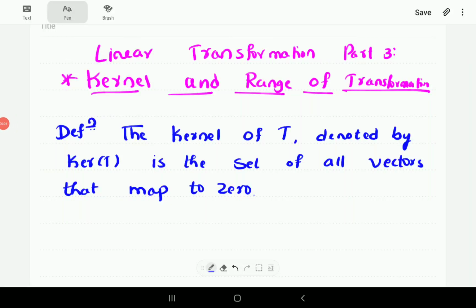Today we are going to discuss the next part of the linear transformation, that is kernel and range of a transformation. Let's see what is the kernel. The kernel of T is denoted by kernel of T, and it is the set of all the vectors that map to 0. What do you mean by this?